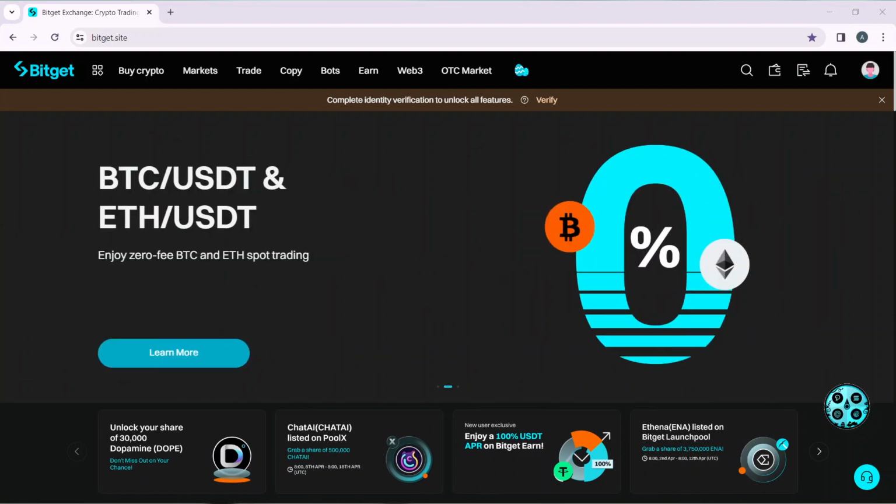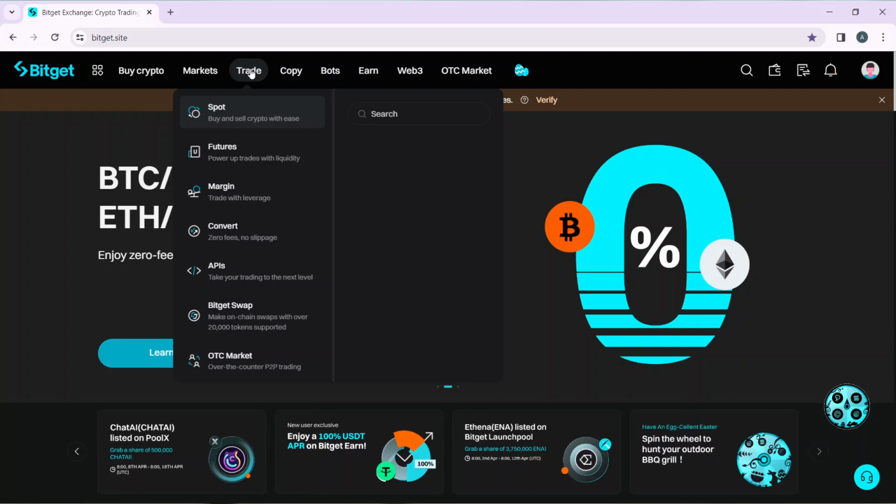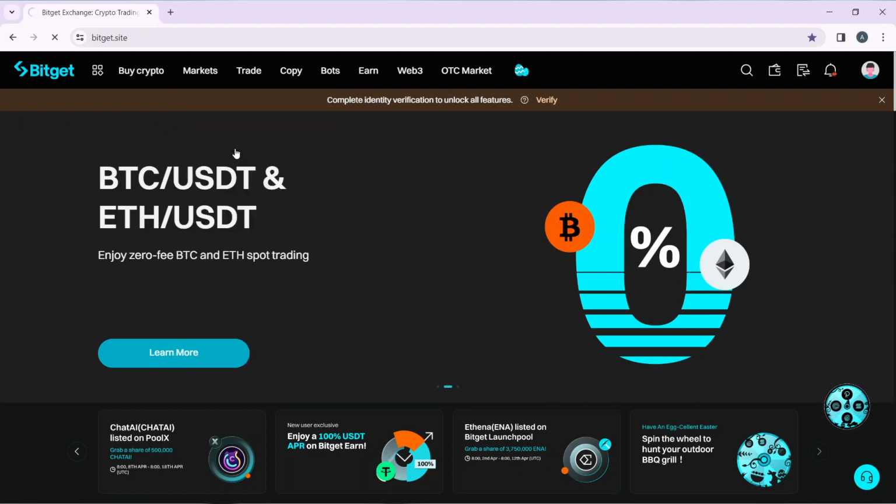Okay, so move your cursor to trade, and once you do that, you're going to find spot, futures, margin, convert, APIs, Bitget swap, and OTC market. So go ahead and click on futures. I can do demo trade on any of this. You can do demo trade on spot trading, but let's try to use futures.